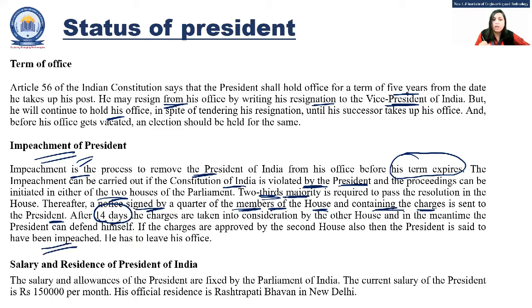If he fails to prove within 14 days that he has not violated the constitution, definitely he will be impeached, so he has to leave his house. So that is the process for the president. He can either resign or he will be impeached. That is how it's done.